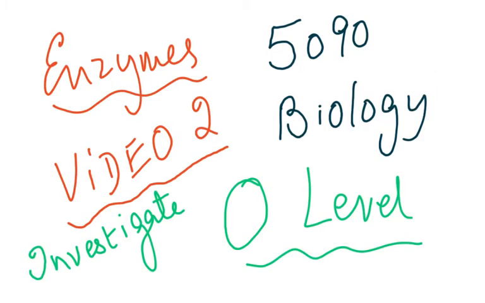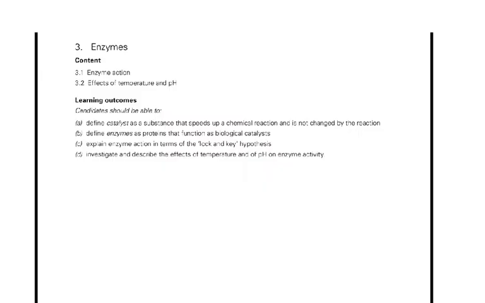We're going to start the chapter on enzymes, which is video 2, in which we're going to discuss investigate. This is syllabus code 5090, and this is the biology for CIE, the O level. This is the second video on the chapter on enzymes. Now, as you look at the syllabus: enzymes, enzyme action, temperature, and pH.